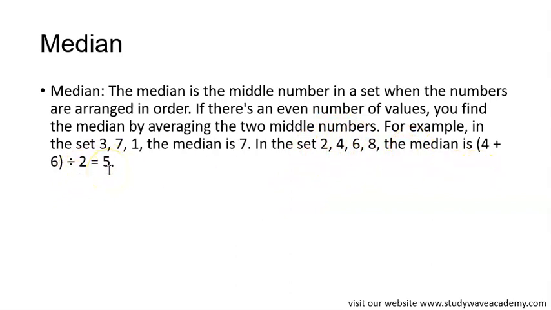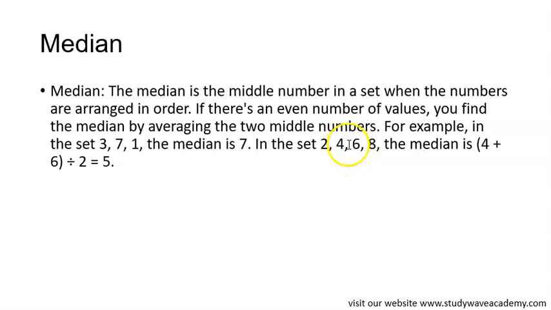Now, let me explain. In this set, we have 3, 7, 1. The median is the middle number, right? So among these 3 numbers, which is the middle number? 7, right? So the median here is 7. Now, in the set of 3, 4, 6, 8, which is the middle number? We have 2 middle numbers here. These two, 4 and 6, are the middle numbers, right?